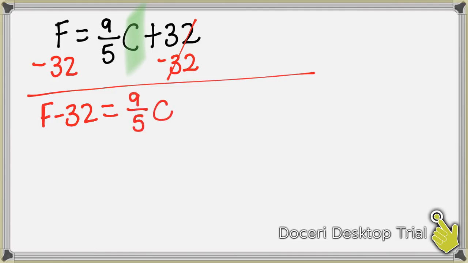That's still left, right? Now, 9 fifths is a fraction, and it's being multiplied to C. Now, I know that the opposite of multiplication is division. However, I've talked to you guys about when you have a fraction being multiplied to a variable, instead of saying we're dividing, we're going to actually multiply by the reciprocal. So I'll multiply this side by the reciprocal, which is 5/9.